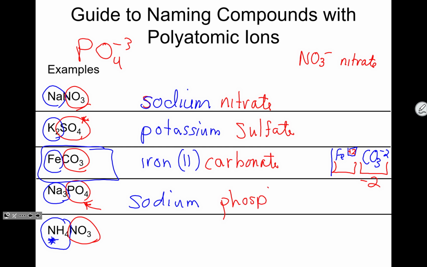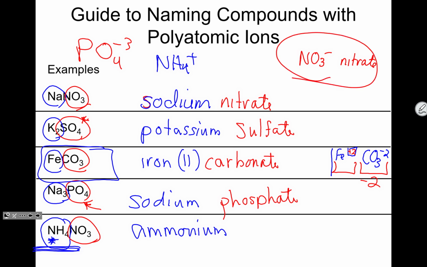And then last but not least, this is a very common polyatomic cation, and its name is ammonium. It's listed on your list as NH4+. It's a cation, and its name is ammonium. And then the anion name, look on your list, we see it up here, nitrate.